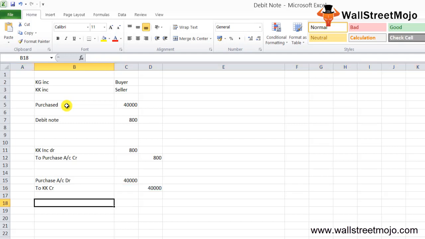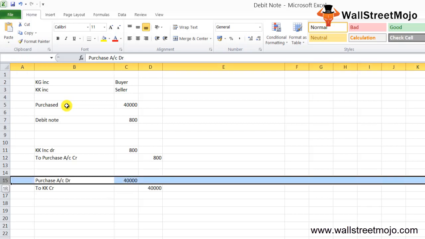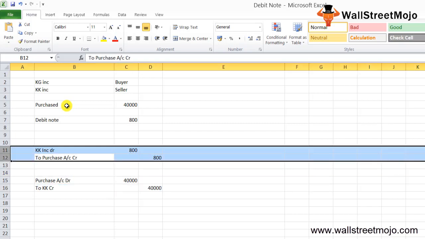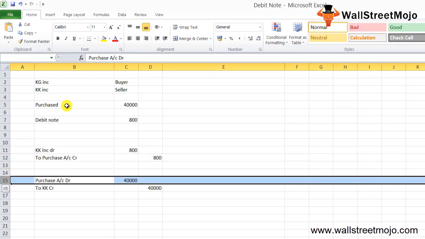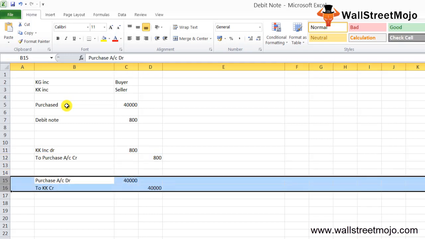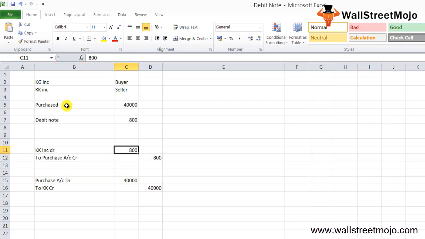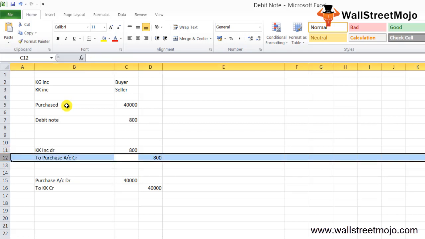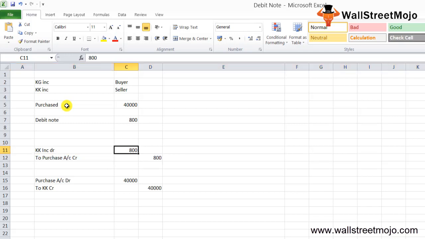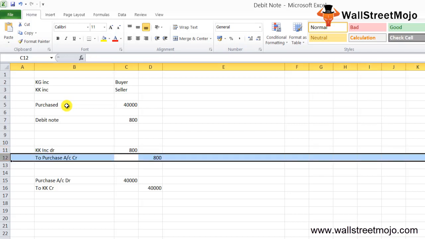Now to minimize the purchase, because there is a defective product found, we are reversing the entry. We are reversing the entry only by the amount which is defective. So 40,000 was absolutely correct at the initial end. But then to the extent of 800 was defective. So we have reversed to the extent of 800 into the purchase account as well as the seller's account. So then the purchase account has been credited.